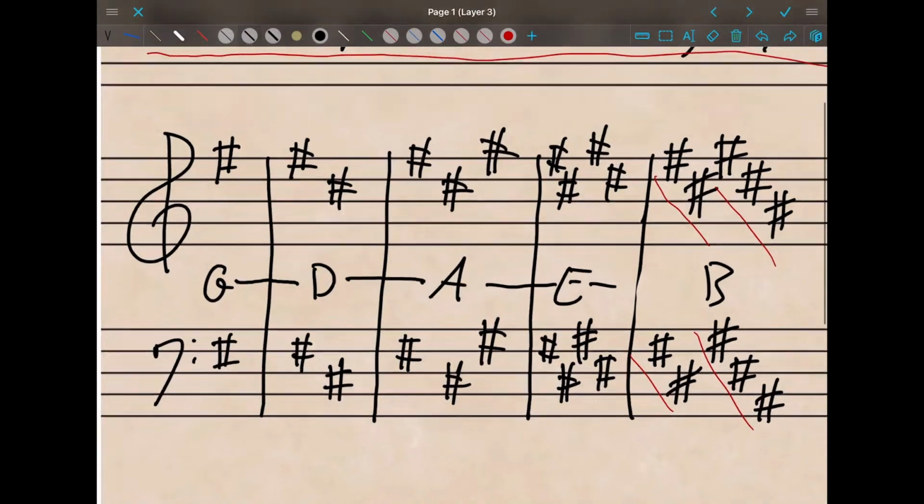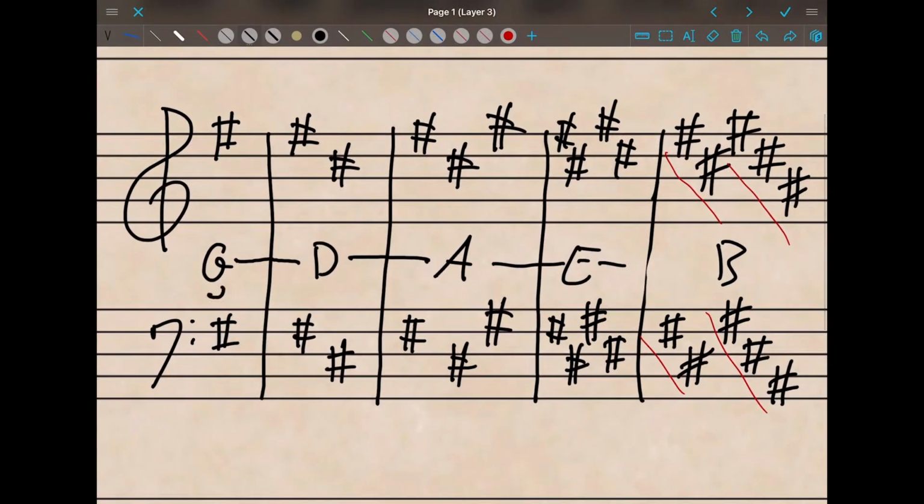And let's write in the minors while we're doing this. This would be E minor, B minor, we already said that one. This is F sharp minor. This one is C sharp minor. And then these also go in fifths: E, B, F sharp, C sharp. This is G sharp minor.